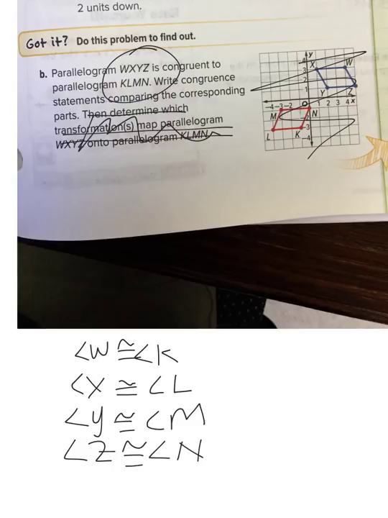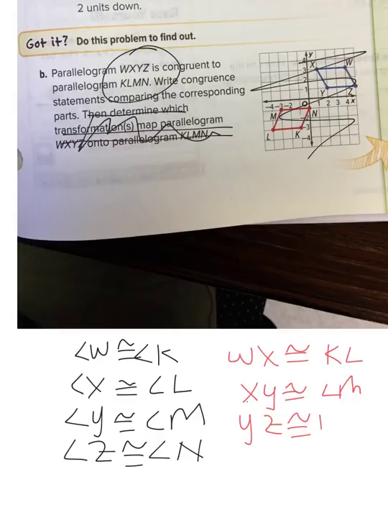I can do the same thing with sides. WX is first, as is KL. XY is next, as is LM. YZ is the last 2 letters, as is MN. And then finally, WZ is first and last, as is KN is first and last.